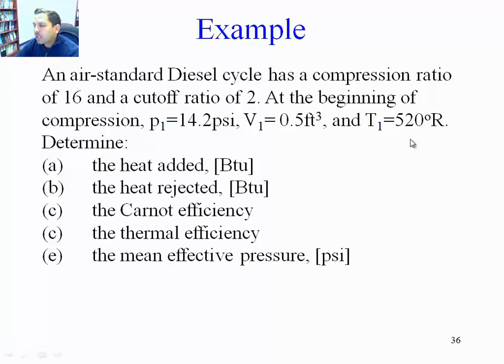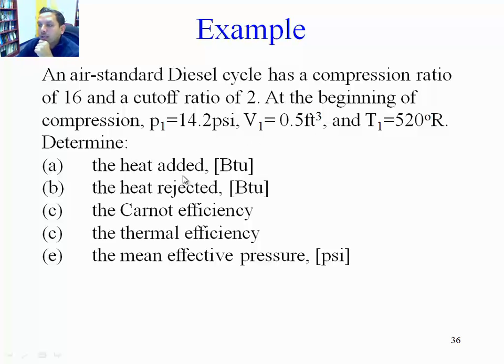So this is at some sort of elevation, as you can see, because it's low atmospheric pressure. We're talking about maybe some city where there's some elevation. The temperature is also 60 Fahrenheit. And we're told that the total volume, V1, is 0.5 cubic feet. That's the total volume at bottom dead center.